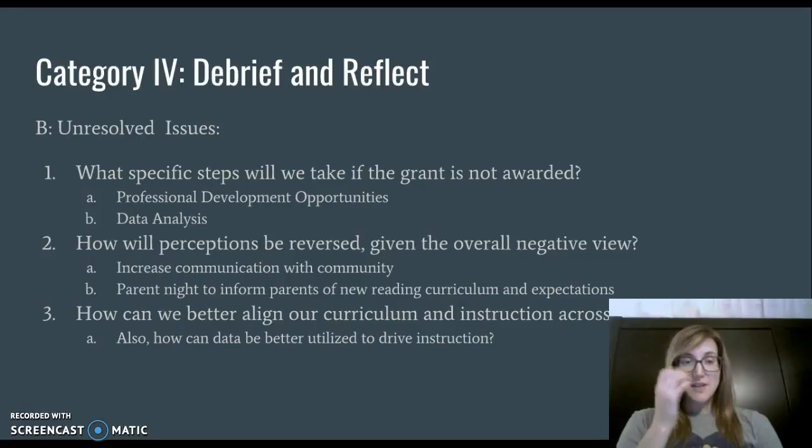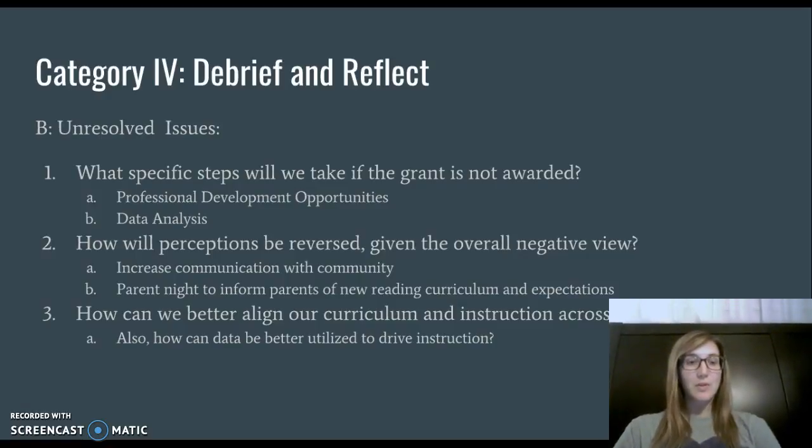Some unresolved issues that I saw along the way as we go throughout our plan. What are some specific steps we will take if the grant is not awarded? Even if we're not funded through the grant, there will be some changes made to our teacher in service and staff meeting schedules and the way that we do things at those meetings for professional development opportunities, and also more time for the teachers to analyze the data that we do have to drive their instruction.